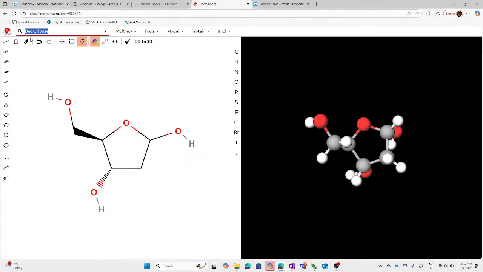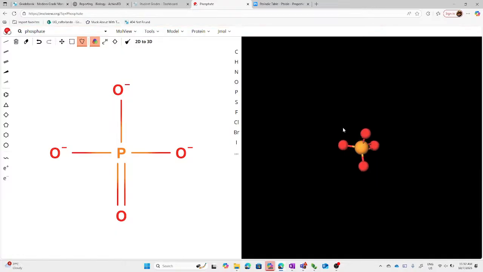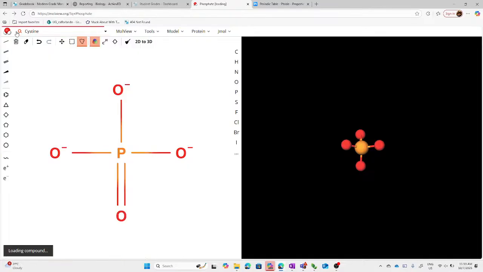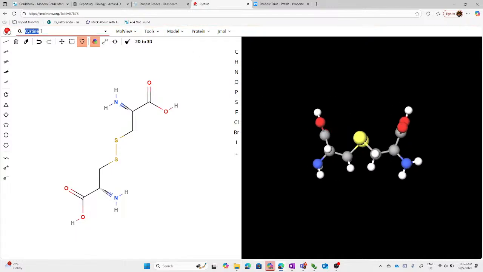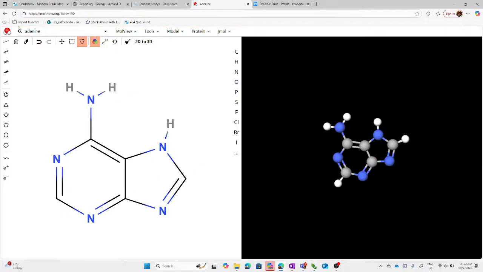And then I can show you what the phosphate looks like. It looks like that. That's a phosphate. And then I could show you one of the nitrogenous bases. There's a bunch of different ones, but this is one of the bases. This is a base called cytosine. This is another one called guanine. Yeah. Adenine. So those are what the bases look like.